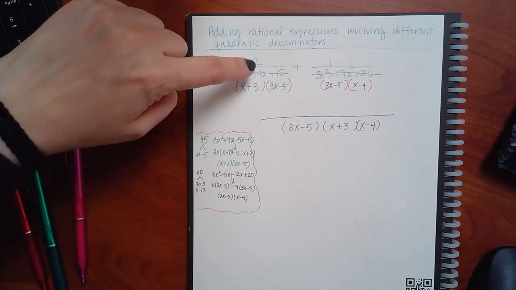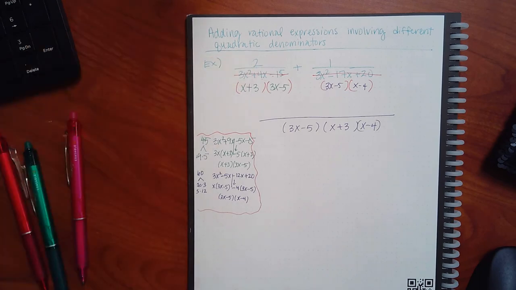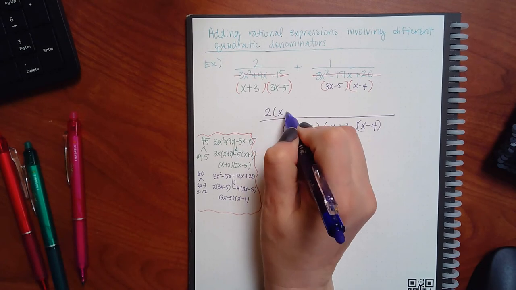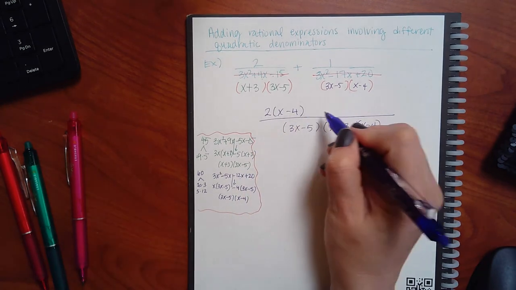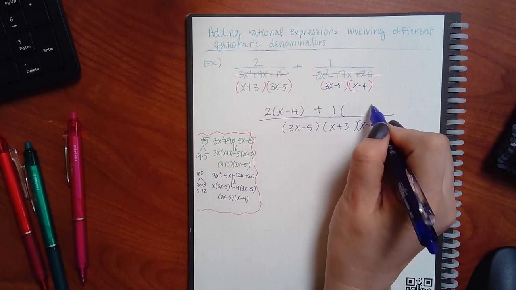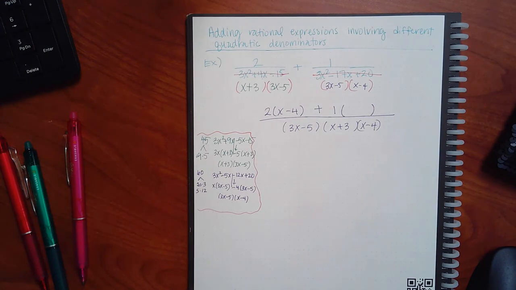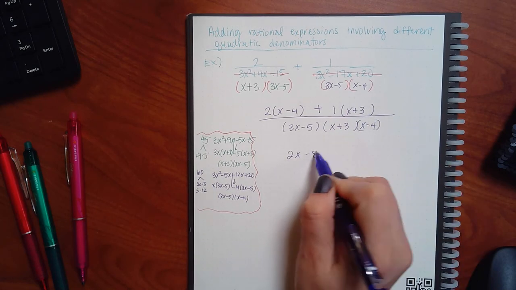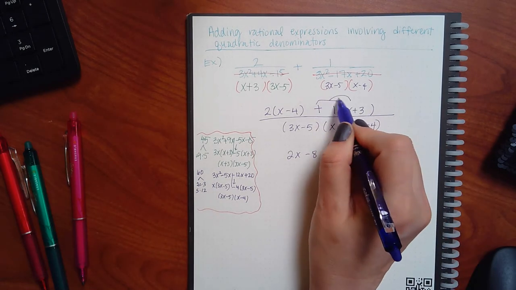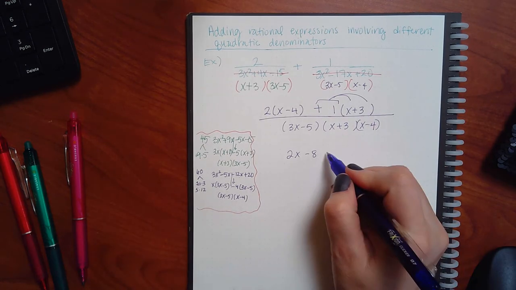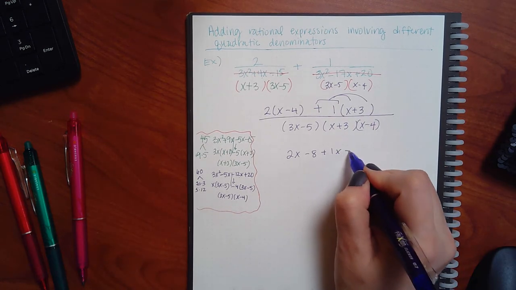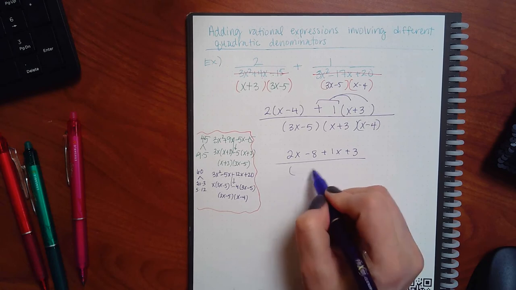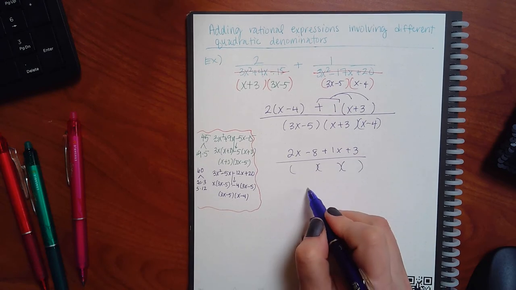So who is this one missing? So the one on the top is missing an x minus 4. So that 2 is going to have to get multiplied by x minus 4. Plus, what does the 1 need to get multiplied by? X plus 3. Mm-hmm. So then I get 2x minus 8. And if I think of this together, I can take care of both at the same time. It's going to be plus 1x plus 3. So I'm going to cheat and just write that.